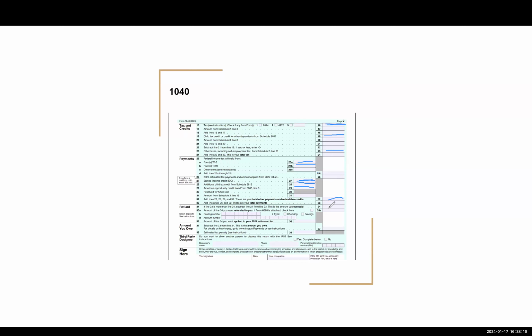And then after the calculations, they take the amount you owe, less any credits that you'd get or any payments that you've made. If you have a refund, it would be on line 34, right? And if you owe, it would be on line 37 right here.